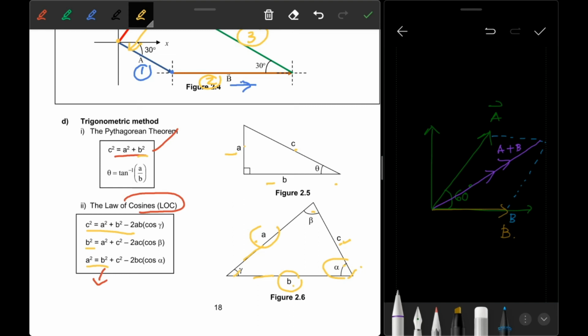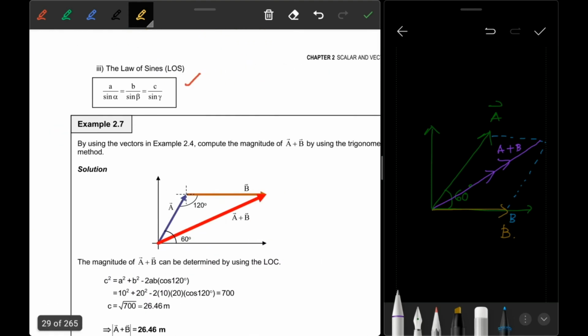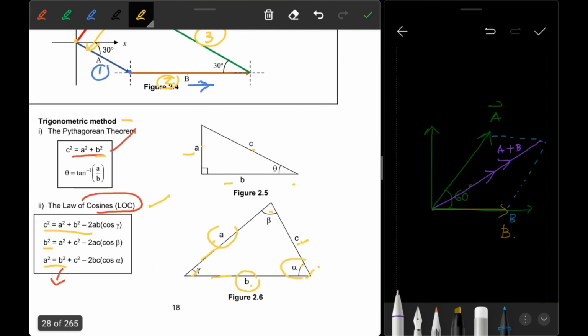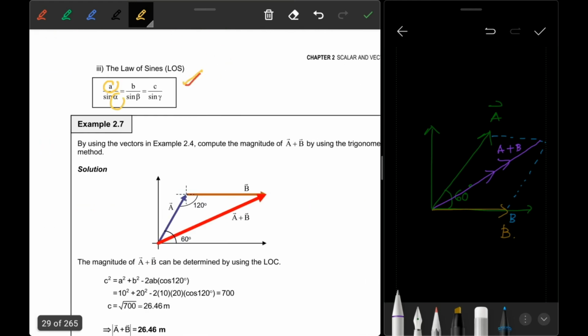Okay, and then under the trigonometric method, there are two: the law of cosine, and another one is the law of sine. Law of sine can be used to find magnitude or angle here. So it's up to you, it's up to the question. If the question is suitable to use law of sine, then you can use law of sine. Or if the question is suitable to use the law of cosine, you can use the law of cosine. Sometimes both can be used, no problem. Important thing is you get the answer.